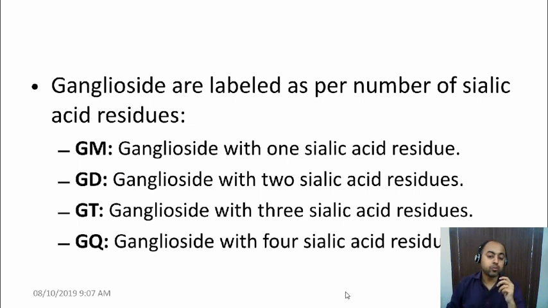Okay, so please note, till now we have talked about the alcohol, we have talked about the presence of carbohydrate, we have talked about the presence of sialic acid, but we have not talked about the size of the carbohydrate chain. So depending on the size of the carbohydrate chain, each of these subgroups can be further subdivided.